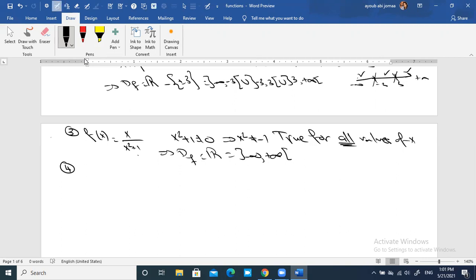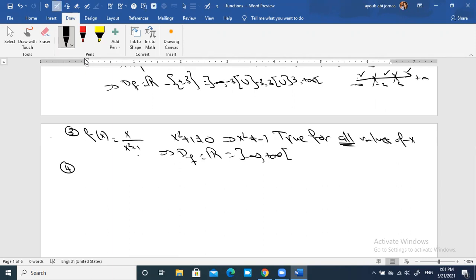If you choose any number from negative infinity to positive infinity, f of this number is defined, or the function is defined on this number. Right? Okay, thank you.